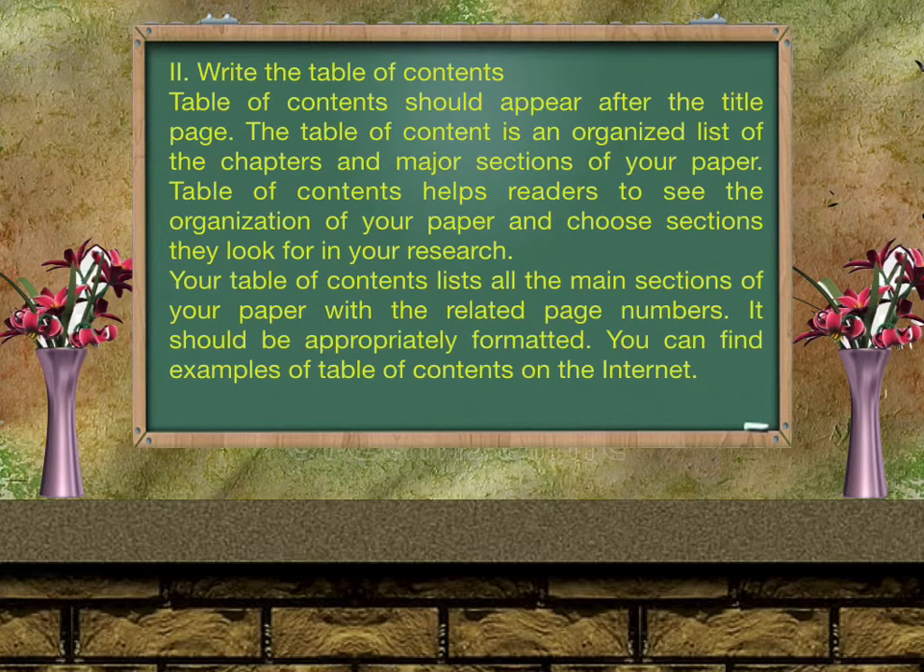Write the table of contents. Table of contents should appear after the title page. The table of contents is an organized list of the chapters and major sections of your paper. It helps readers to see the organization of your paper and choose sections they look for in your research. Your table of contents lists all the main sections of your paper with the related page numbers. It should be appropriately formatted. You can find examples of table of contents on the internet.